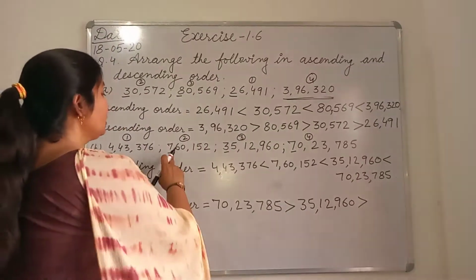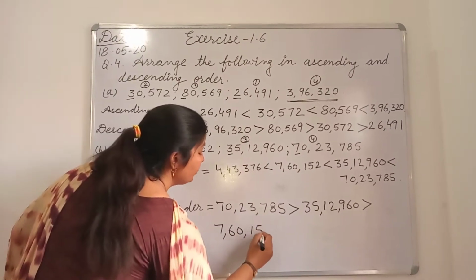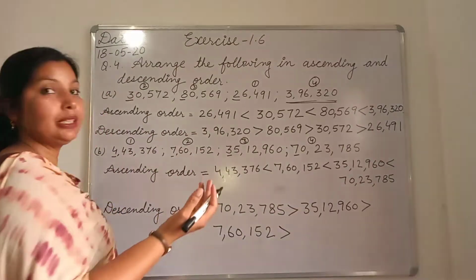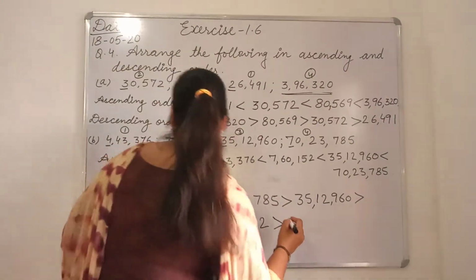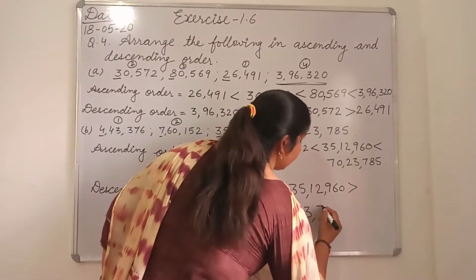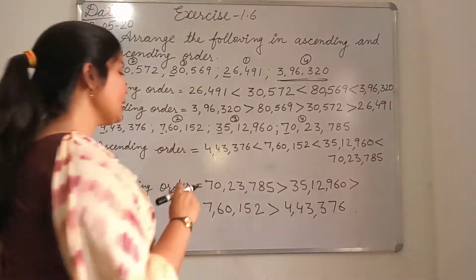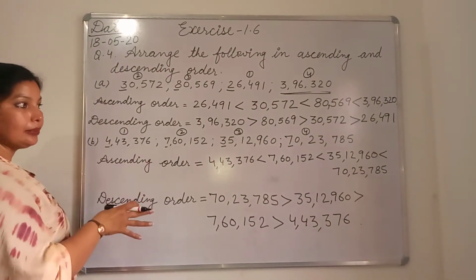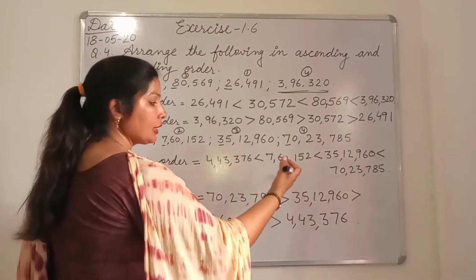Then on the third, this 7 lakhs 60,152. Then again the greater than symbol because this is greater than the fourth number. The fourth number is 4 lakhs 43,376. Now we have finished all these. Okay, so like this you have to arrange in descending order. Here you should write only in ascending and descending order and take care about the symbols. In ascending order, less than symbol; in descending order, greater than symbol.